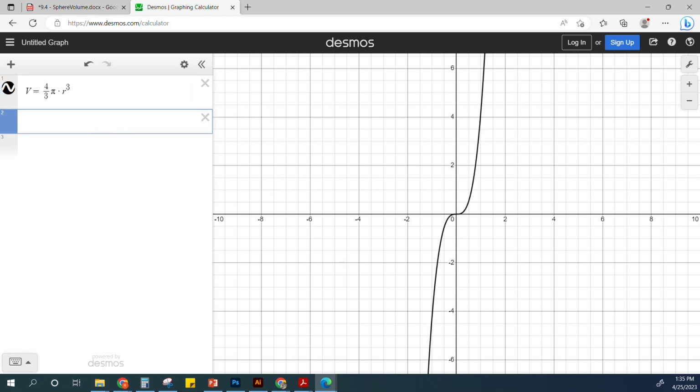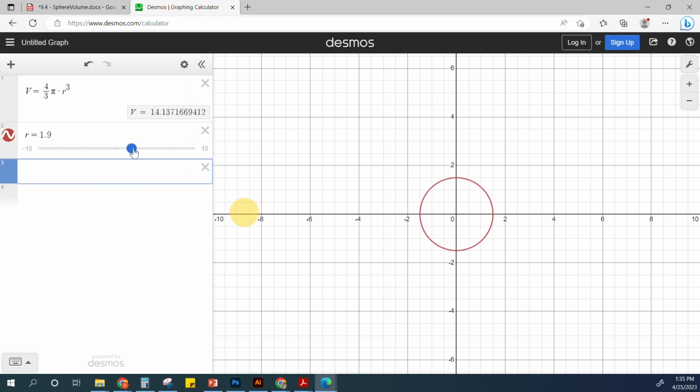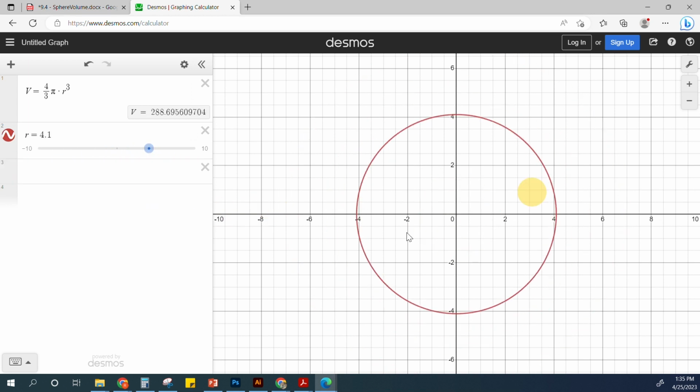Now we don't have a radius yet, so we need to type in r equals, and then put in whatever our radius equals. In this case, I just typed in r equals 4. You can make it whatever you want. It's going to add a slider here, which draws this little radius circle, a slice of that. But more importantly, it's going to calculate our volume right here.